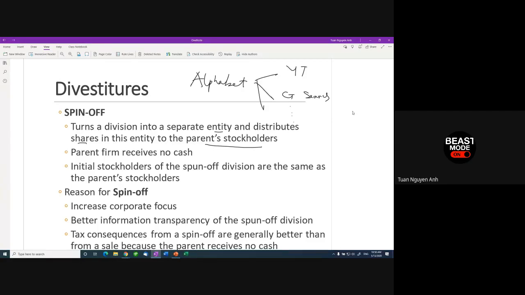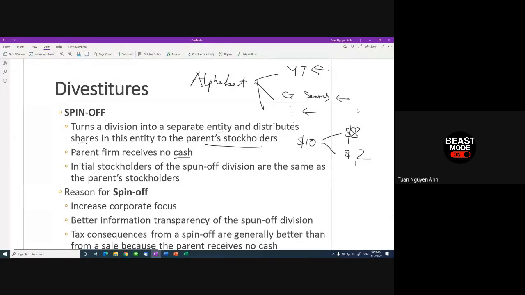Each of the companies here will have their own managers, so they can focus more. Okay, and in this kind of divestiture, there is no cash involved. The parent firm receives no cash; they just receive a new share with a new value. Maybe previously, we have one share of $10. Now we have two shares. One is 8 and one is 2. Yeah, that is how the spin-off works.